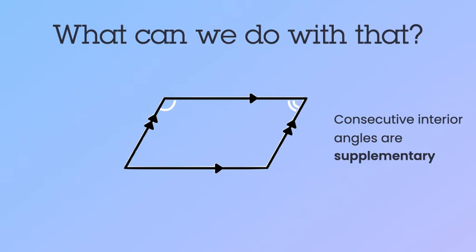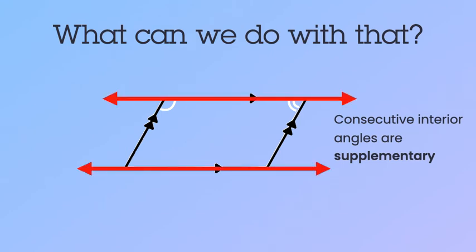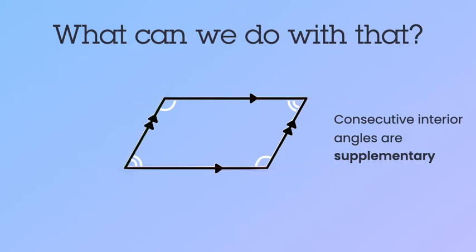Now, what if we looked at the top and the bottom as our parallel lines and the right side as a transversal? We still have parallel lines being crossed by a transversal, so the consecutive interior angles are still supplementary. And we can do that if we look at the left side as a transversal also. And then we've filled in all of our angles, marking all of the supplementary angles.